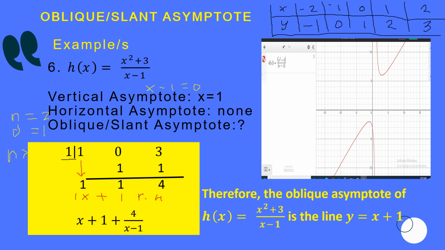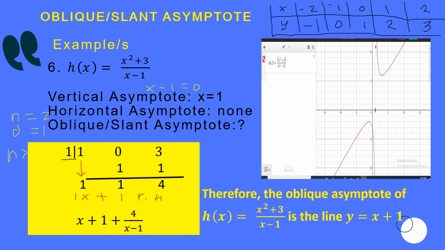And then, our vertical asymptote is x is equal to 1. So, ito yung 1 natin. Pwede mong i-draw yung line dyan para makita mo yung vertical asymptote, pababa na ganon. And then, hindi naman sa vertical asymptote ang ating focus dito. Ang focus natin ay si slant. So, i-plot na natin yung line ni y is equal to x plus 1 dito sa ating graph na to.